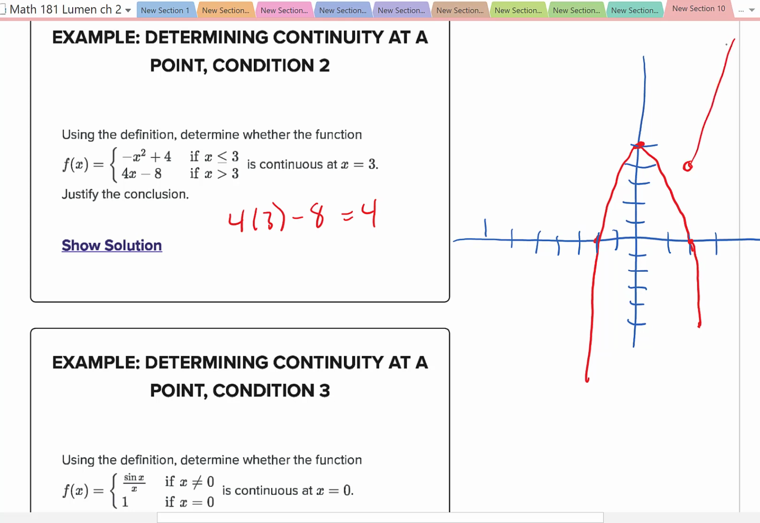Now this one, obviously the limits from either direction are not the same. So the limit as x approaches 3 from the left of f of x is going to be negative 5, but the limit as x approaches 3 from the right of f of x is going to be 4. So this is not continuous.